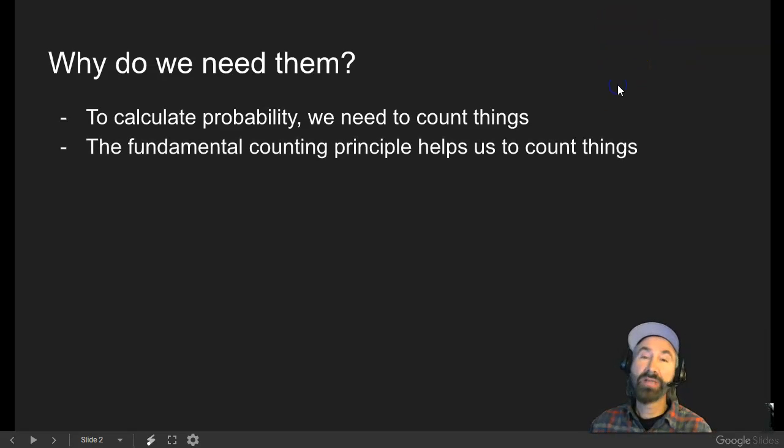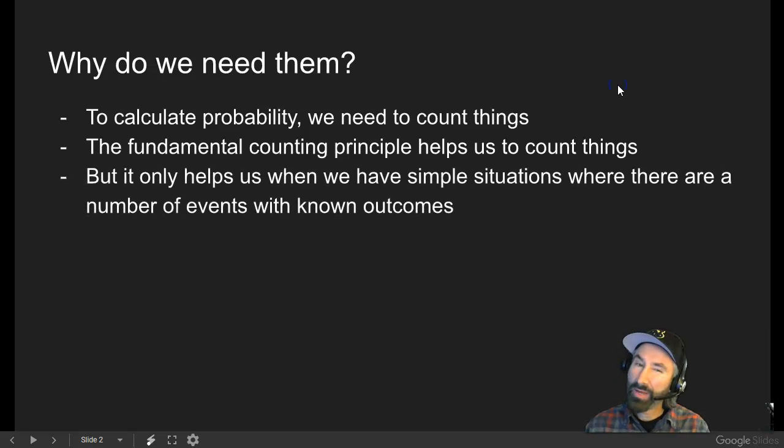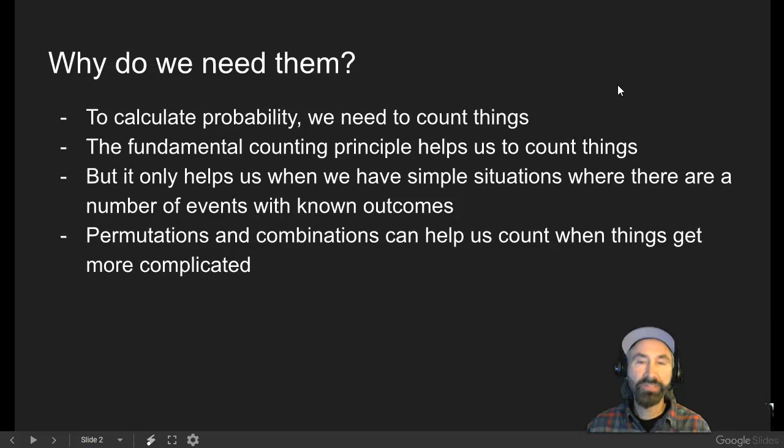And the fundamental counting principle helps us to count things, but it only helps us when we have simple situations where there are a number of events with known outcomes. Permutations and combinations can help us count when things get more complicated.